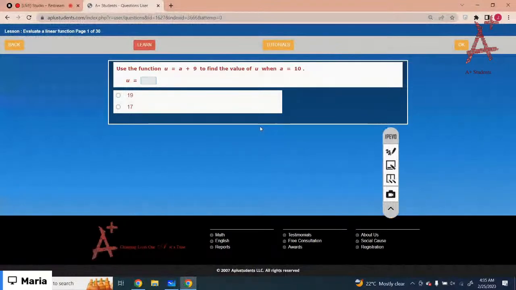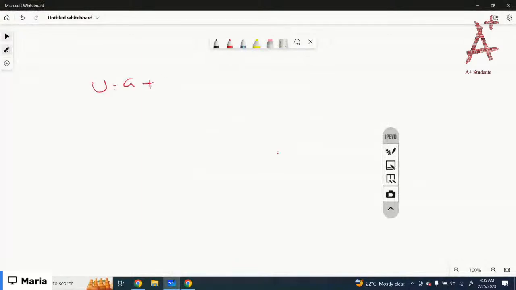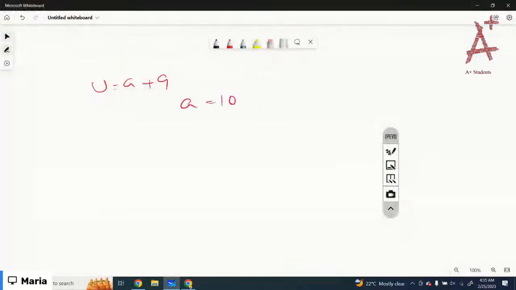Okay, use the function u equals a plus 9 and find the value of u when a equals 10. You have to evaluate for a equals 10, so just replace the a with the value. Got it? It would be 10, so 10 plus 9 equals 19. That means the value of u is 19. So select the correct option and click on the OK button.